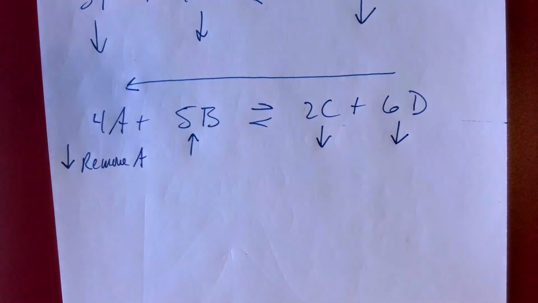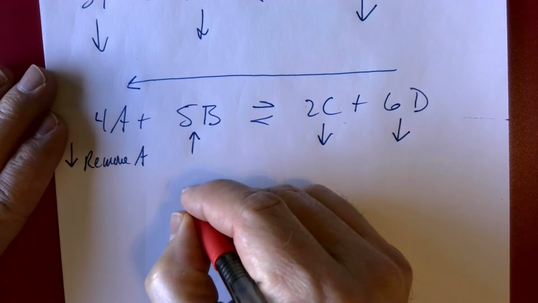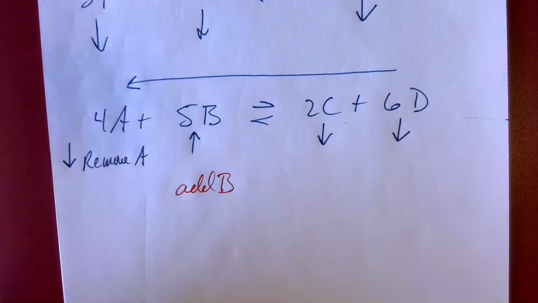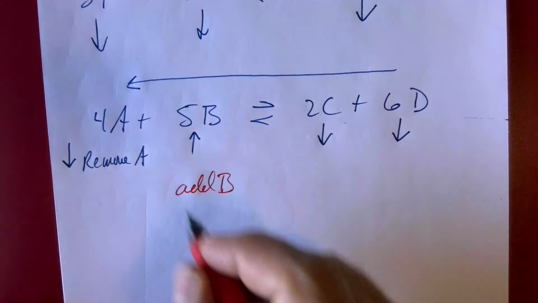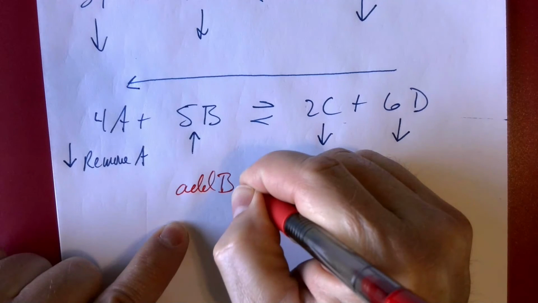Okay? And this works with any equilibrium equation. They're going to say, given the following equation, let's say I remove B. What's going to happen? Given the following equation, let's say I add B. What's going to happen? And you've got to look at it. So let's say I do this exact same thing in red. And let's say I add B. I'm just going to add some B. New equation. I'm adding B. Okay? Which means my B is going to go up.